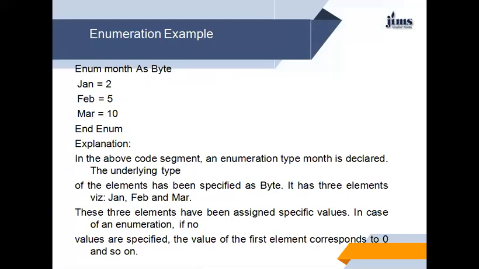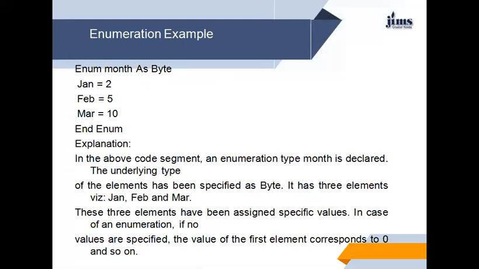Let's see the example: Enum Month As Byte. Jan equals 2, Feb equals 5, March equals 10. So here we are assigning values, not the natural ones: Jan is 2, Feb is 5, March is 10.